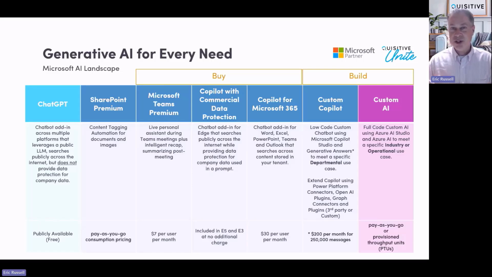There's a couple different lenses you can look at this. Your custom Copilots, Copilot Studio, and low code is one option. Or you can use Azure AI Studio and have full control over the solution. Okay, so custom Copilot, Copilot Studio, low code; full control would be your Azure AI Studio. And that's going to be using Azure OpenAI.